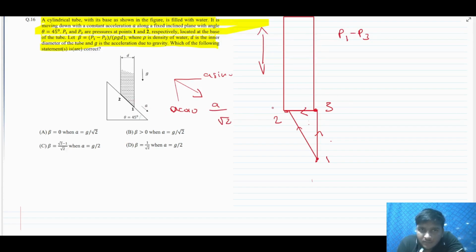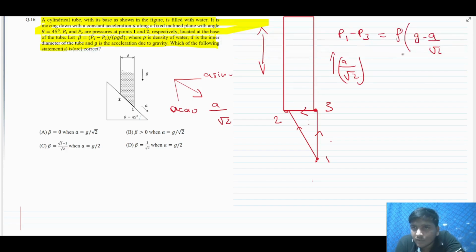So if we put an acceleration of a by root 2 in the upward direction, then it is in the inertial frame. Now we can calculate p1 minus p3 as rho times the effective g, which is g minus a by root 2, as g is in the downward direction and a by root 2 is in the upward direction. So p1 minus p3 is rho times g minus a by root 2, times h. What will be h? As we know, this is d and this angle is 45, so we can clearly say that h is also equal to d.